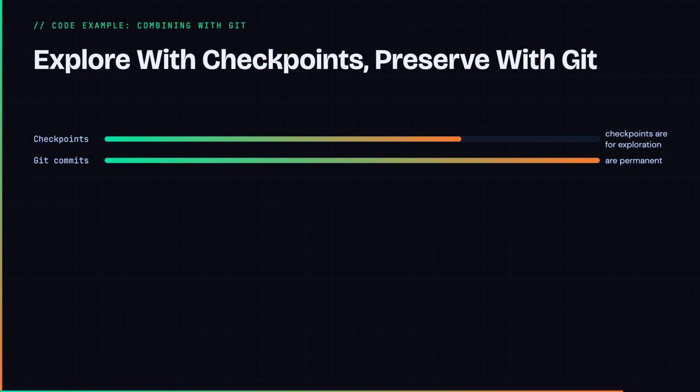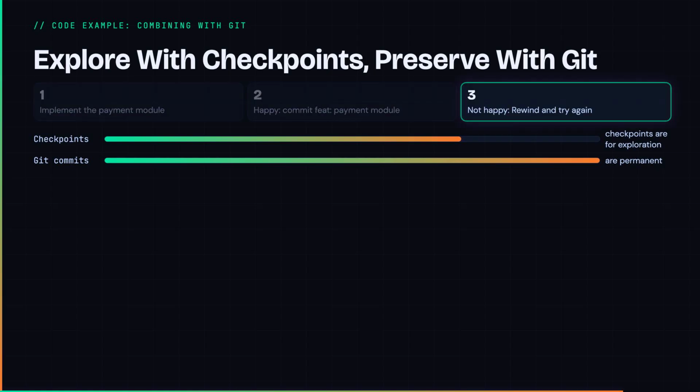The clean workflow is simple. Work normally with automatic checkpoints, then use Git when you trust the result. First, ask Claude to implement the payment module. Checkpoints appear at each step while the work develops. If you are happy, commit with the message feat: payment module. That makes the milestone permanent. If you are not happy, rewind and try again. Git commits are permanent, checkpoints are for exploration.